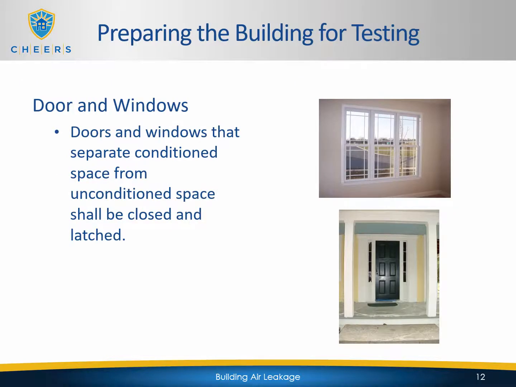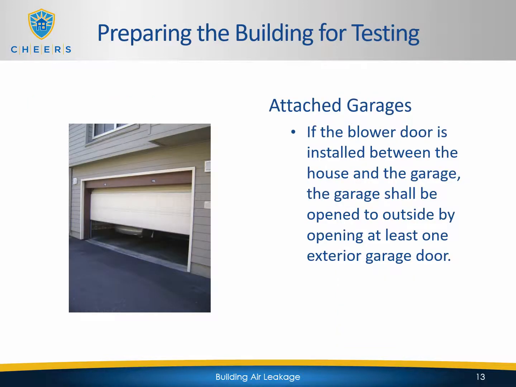Doors and windows that separate conditioned space from unconditioned space shall be closed and latched. So any window or door that separates the exterior of the house from the interior of the house has to be closed and latched. In attached garages, if the blower door is installed between the house and the garage, meaning that you're installing the blower door on the door that separates the house from the inside of the garage, then the garage shall be open to the outside by opening at least one exterior garage door. So if you're installing the blower door at the separating door between the house and the garage, either the main garage door or a side garage door has to be open within the actual garage for the test to take place.